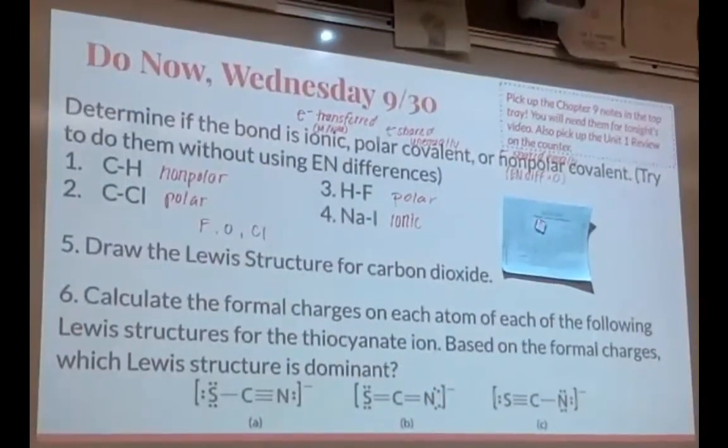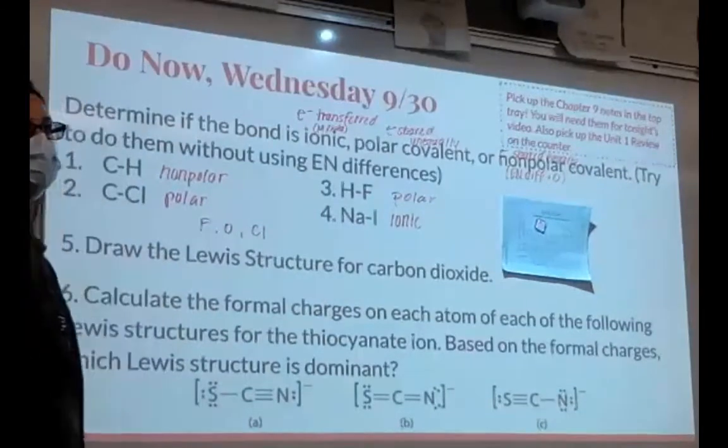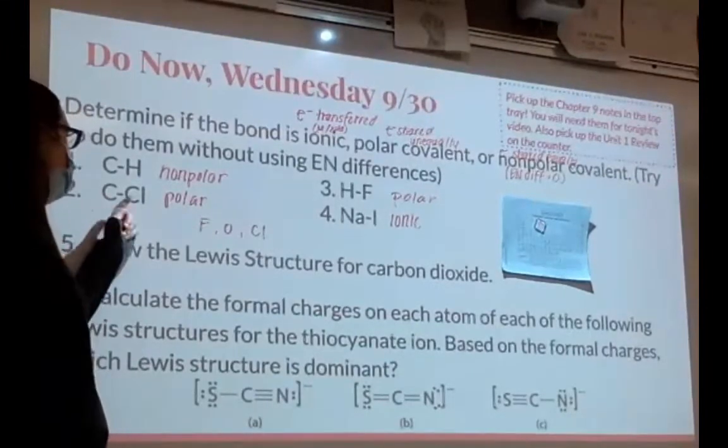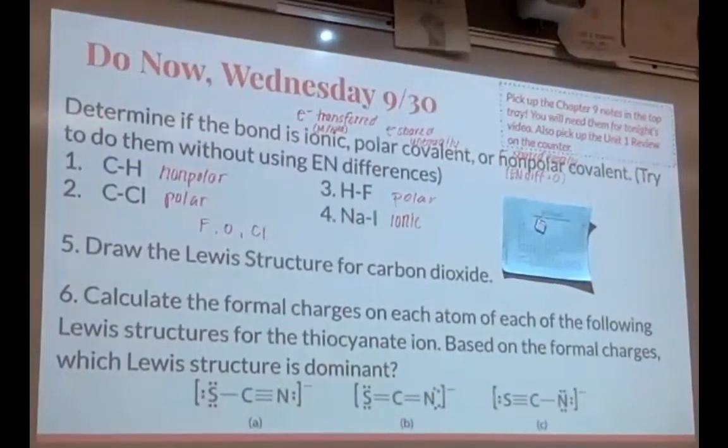HF is an extremely polar bond. Fluorine is the most electronegative atom on the periodic table. Anything bonded to fluorine will make a polar bond. And then typically carbon bonded to any halogen will also create a polar bond because carbon is not very electronegative, the halogens are. So that's looking at 1 through 4.